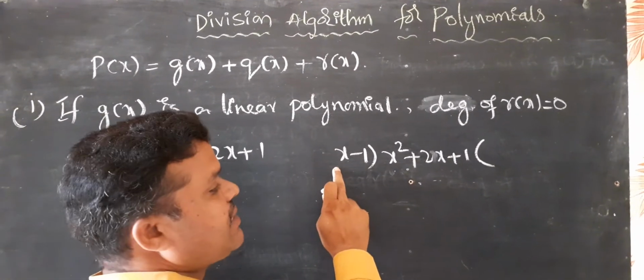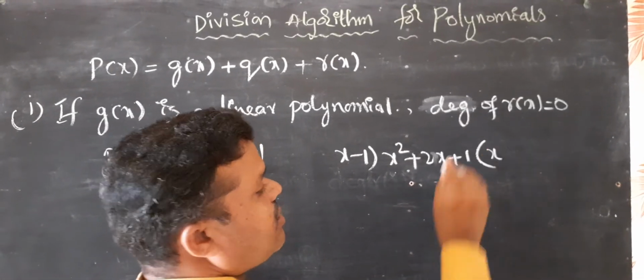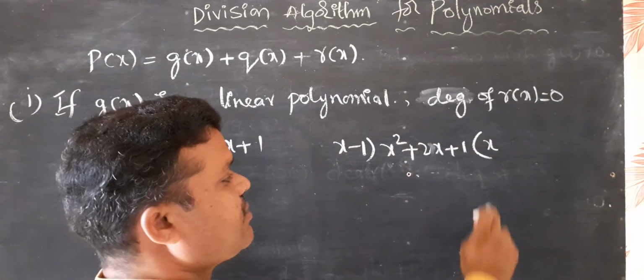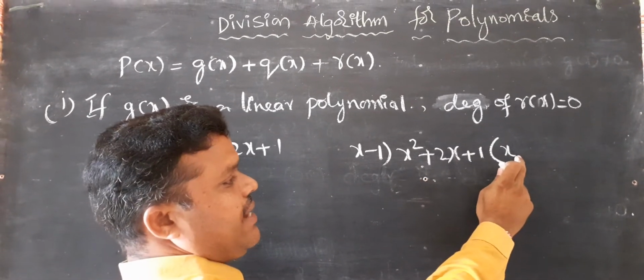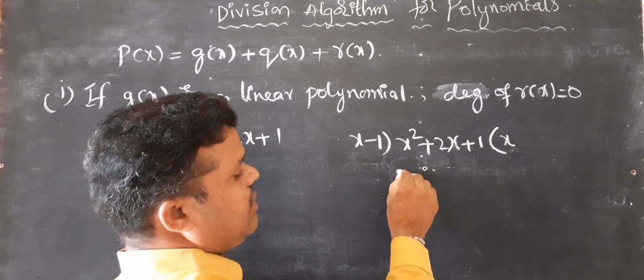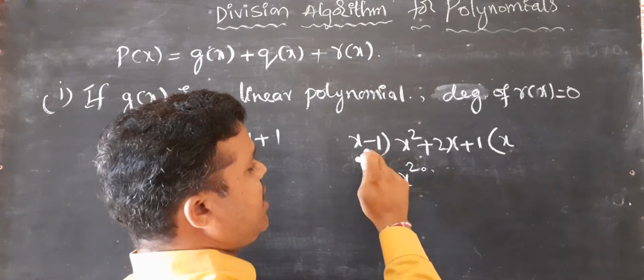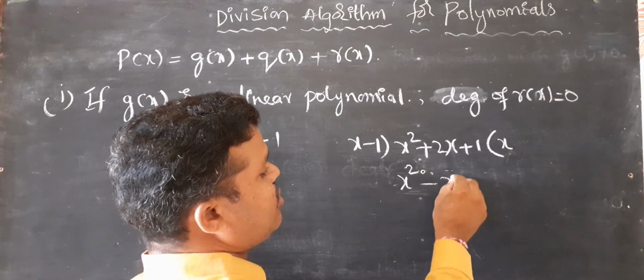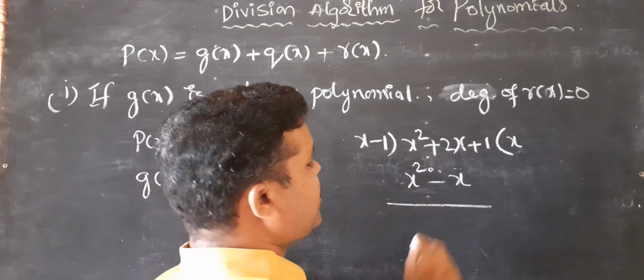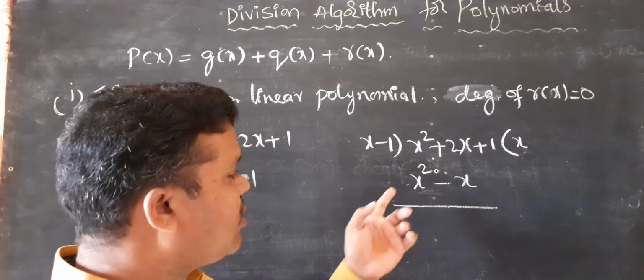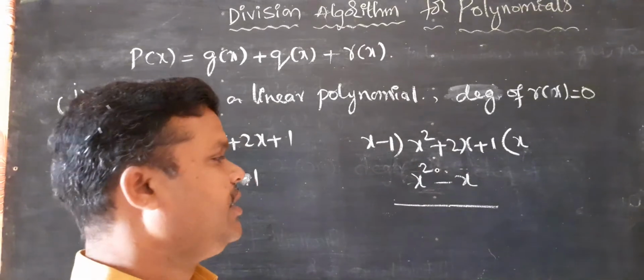The first term is x. So we must take the quotient's first term as x. Here the quotient is x. x into x is x square. x into minus 1 is minus x. Now divide. In the division we have to subtract whatever terms we obtained here.